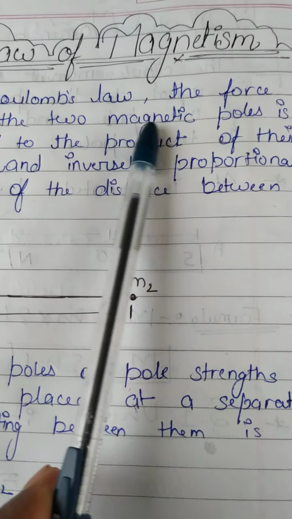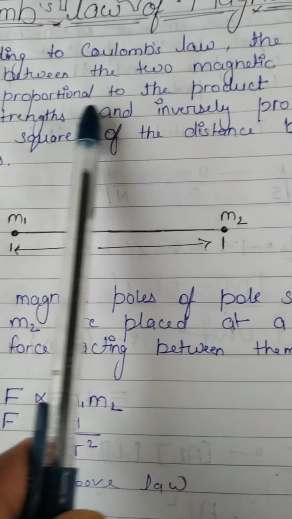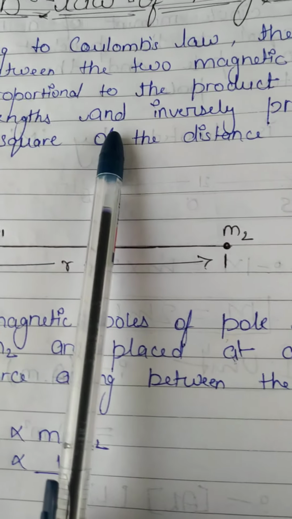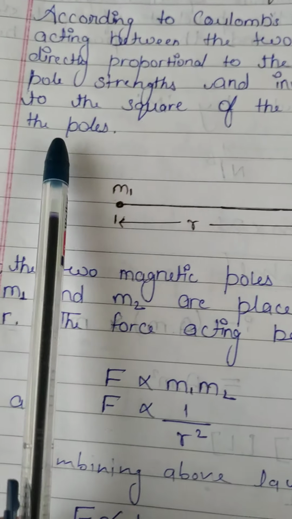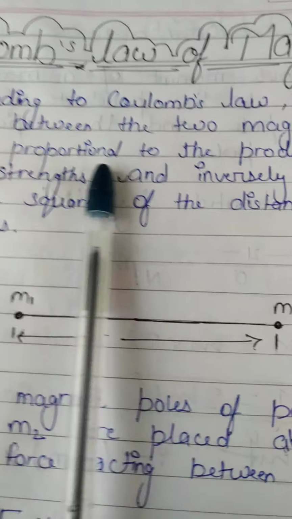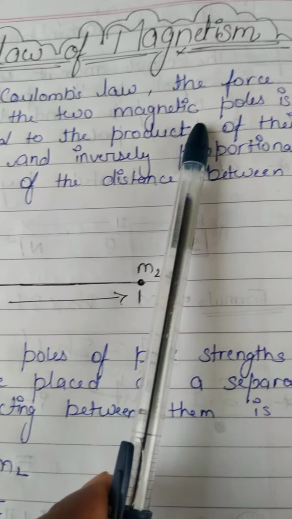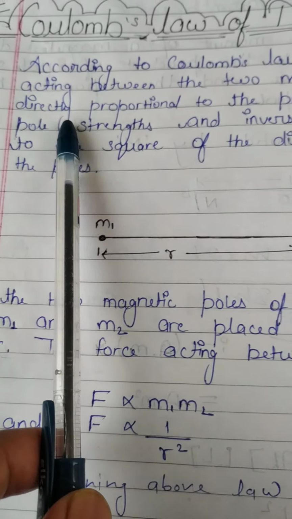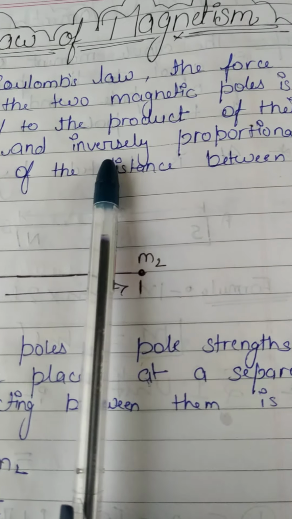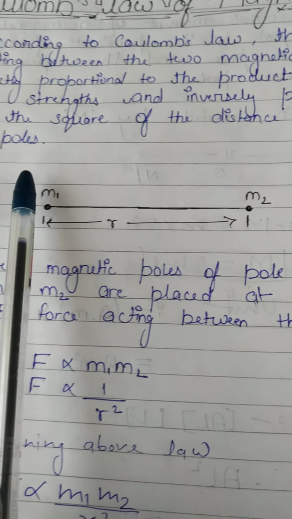According to Coulomb's law, the force acting between two magnetic poles is directly proportional to the product of their pole strengths, and inversely proportional to the square of the distance between them.